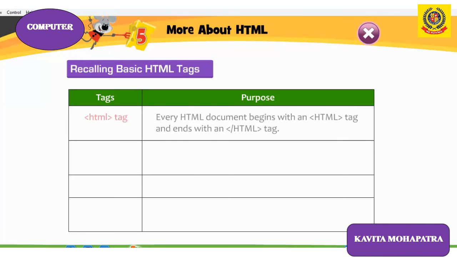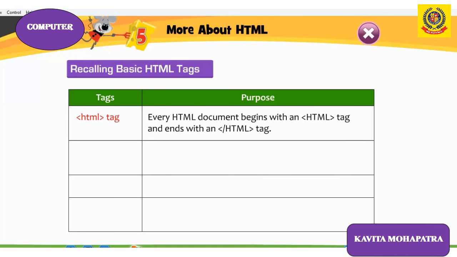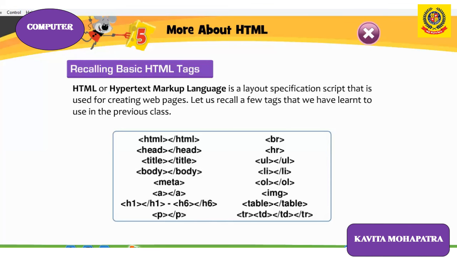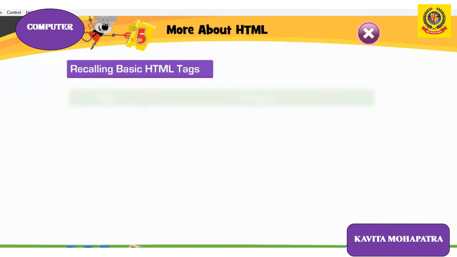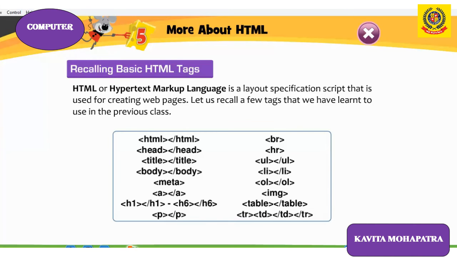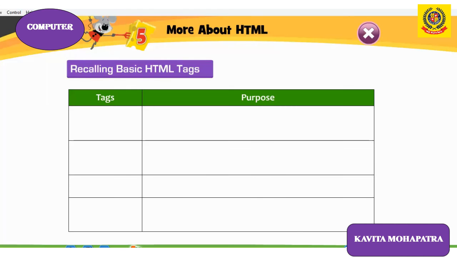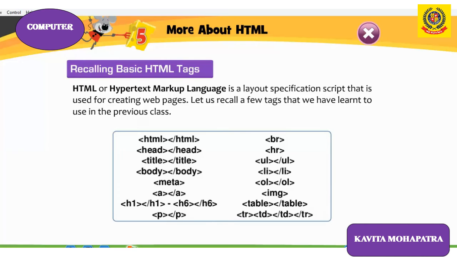So, everyone take out your book, open page number 76. HTML 1 activity is given there on page 76. Already we have done that activity. So what is HTML? Last class I explained to you. HTML stands for Hypertext Markup Language. It is a layout specification script that is used for creating web pages. We have already learned how to create web pages, websites, in class 7.